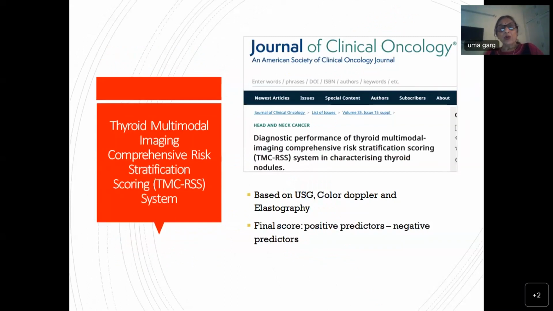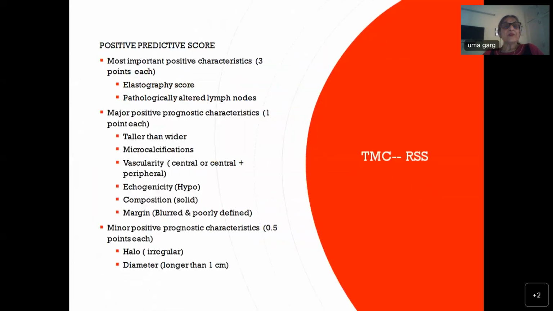Then this ultrasound, along with elastography and color Doppler, also has a scoring system, and depending on this scoring system, they predict whether there is a possibility of malignancy in the nodule or not. They have devised certain positive predictive scores, like the most important positive characteristics, the elastography score, and pathologically altered lymph nodes. These scores are added, and then they tell us the prediction of it being a malignancy.